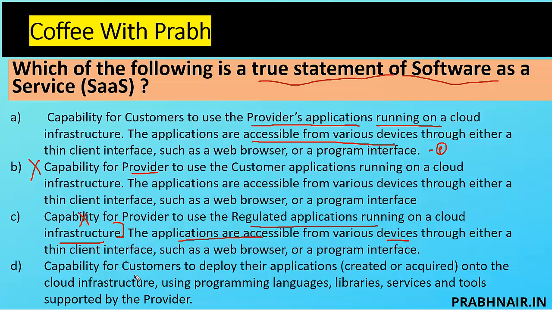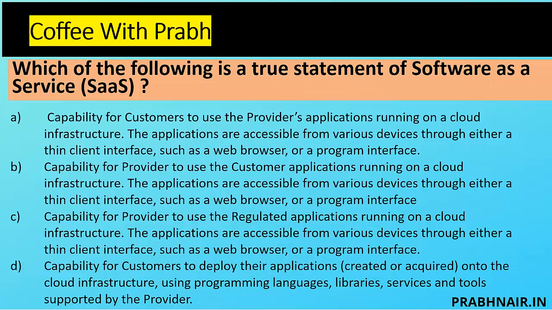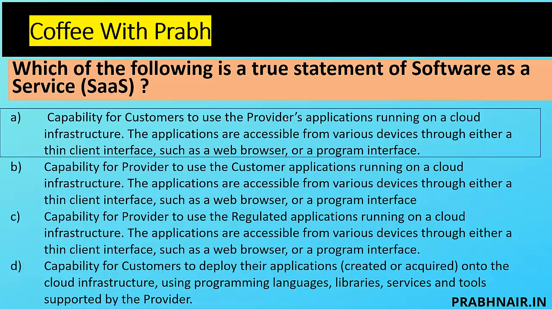Option D is the capability of a customer to deploy their application onto the cloud infrastructure using programming languages, libraries, services, and tools supported by the provider, but that is basically PaaS. Because in PaaS, we get a platform on which we develop, run, and deploy our application. But in SaaS, we get an application from the provider. That's why the closest option is A for alpha. Let's move to the next question.